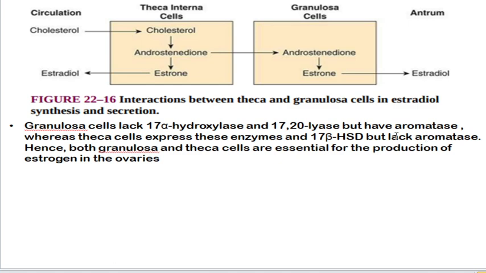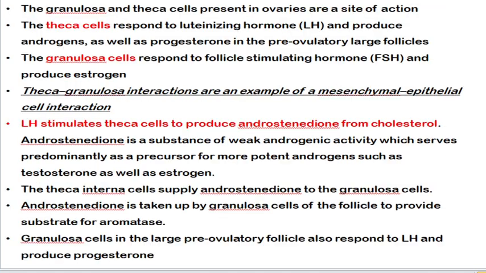But this theca cell doesn't have aromatase enzyme. So as a result, both the granulosa cell and theca cell are essentially producing estrogen in the ovaries. The granulosa cell and theca cell present in the ovary are the site of producing estrogen and progesterone hormone. Theca cell will respond to luteinizing hormone and produce androgen as well as progesterone in the pre-ovulating stage. The granulosa cell responds to follicle stimulating hormone and produces estrogen.